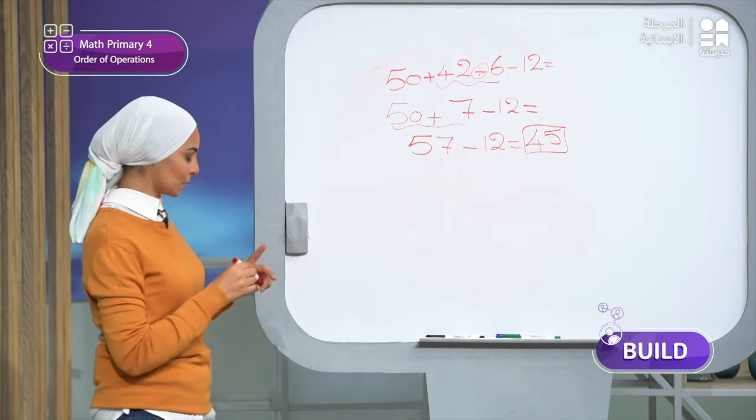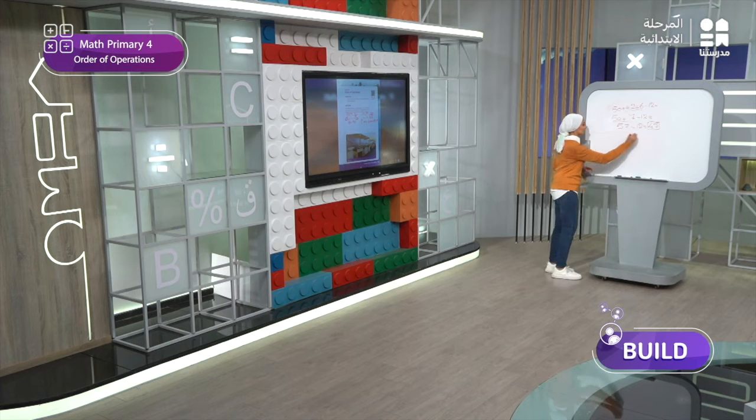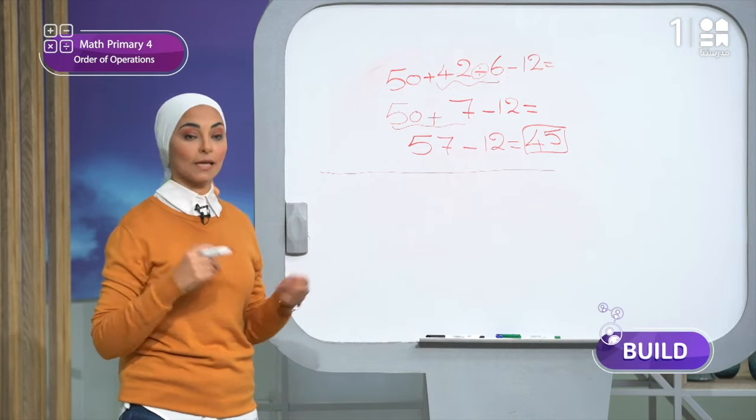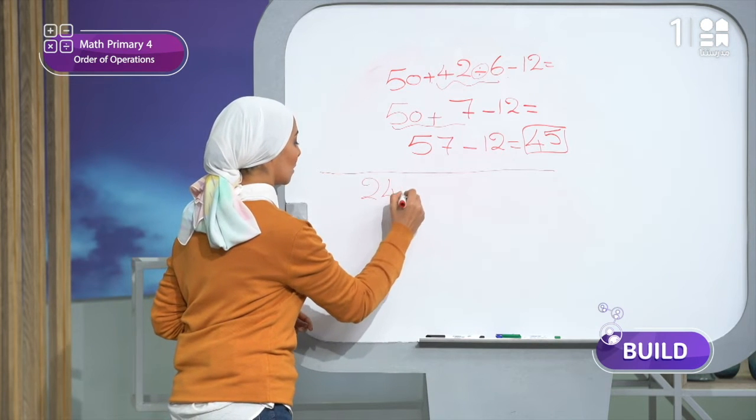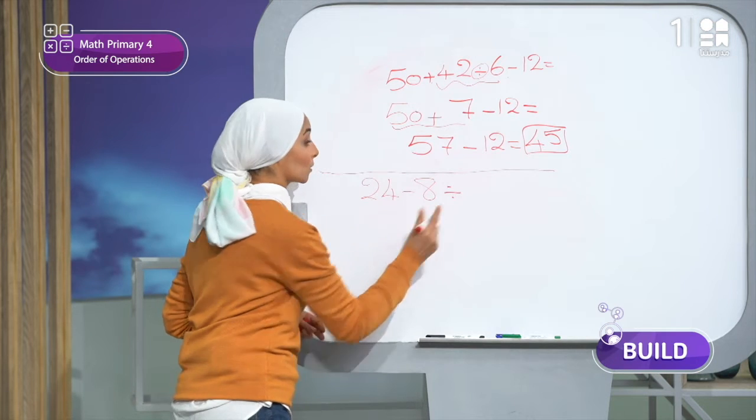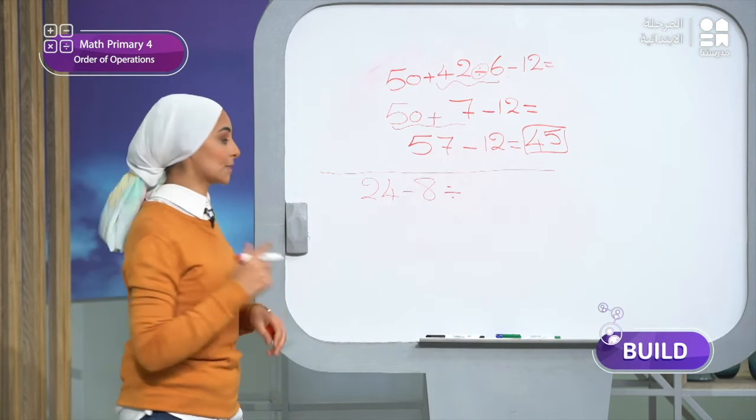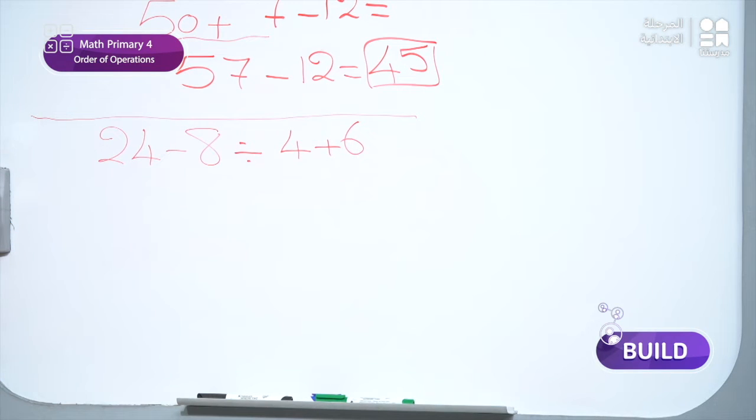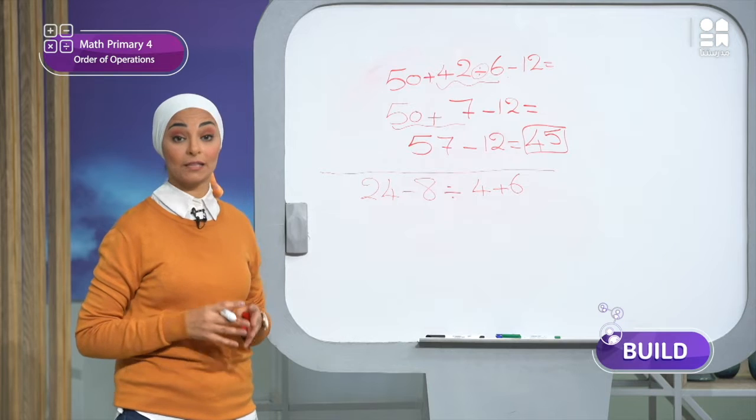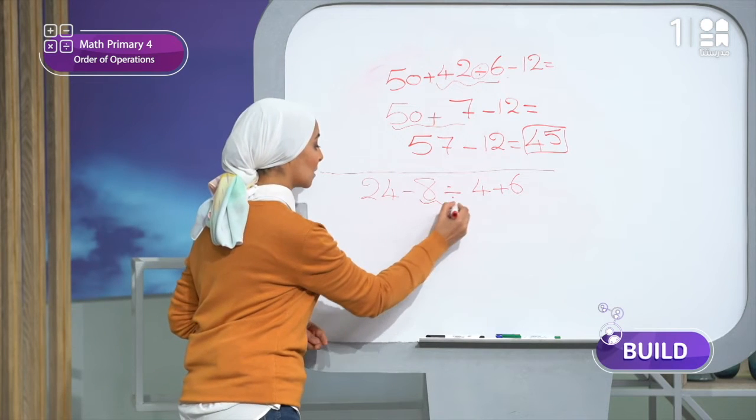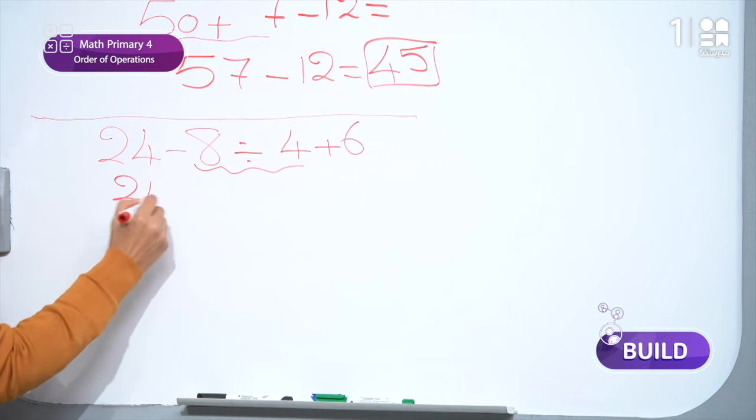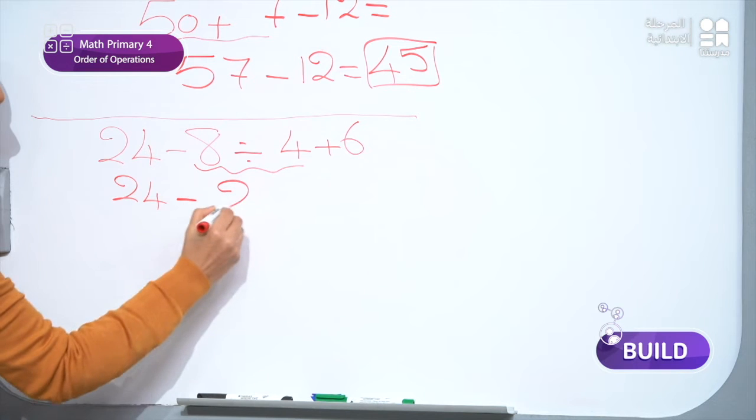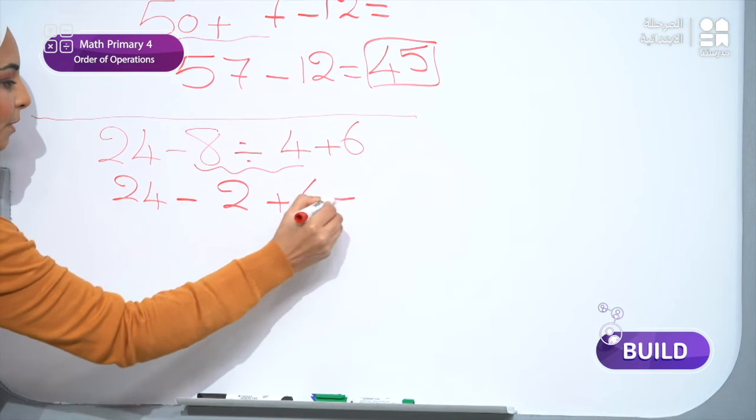Let's write the equation together. Okay, let's write it here. The first equation is telling me 24 minus 8 divided by 4 plus 6. Okay? So to solve it, what do we start with? The first thing I will start with is the division, which is 8 divided by 4. So I will write 24 minus 8 divided by 4 gives me 2, right? I will write here 2 and then plus 6.